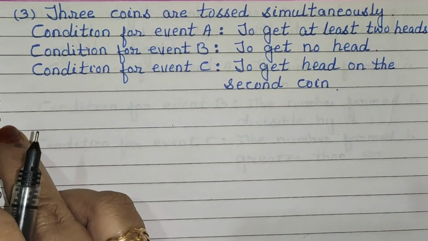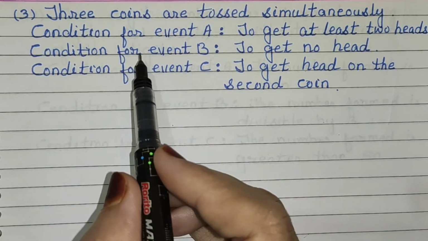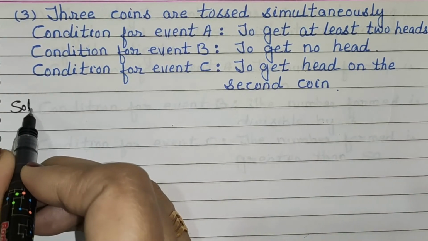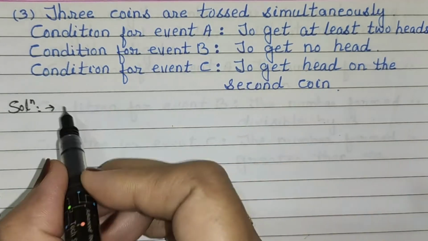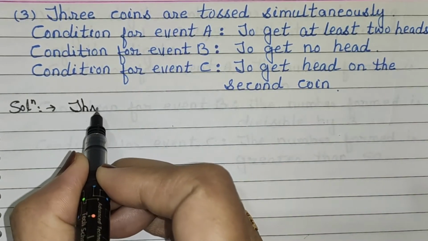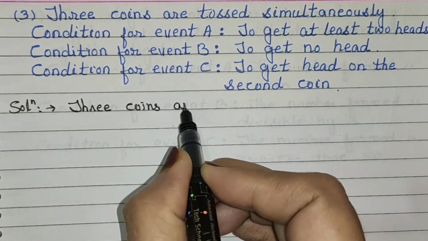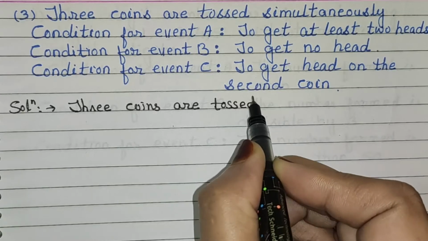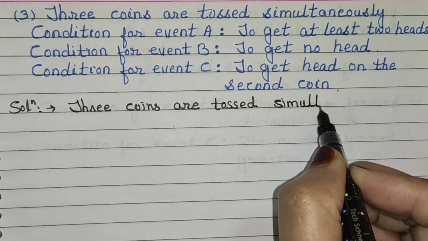Next question is 3 coins are tossed simultaneously, and conditions for event A, B and C are given here. Write down the solution. First sentence is 3 coins are tossed simultaneously.